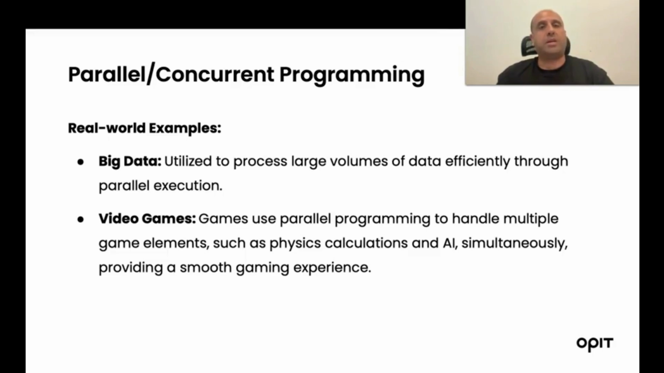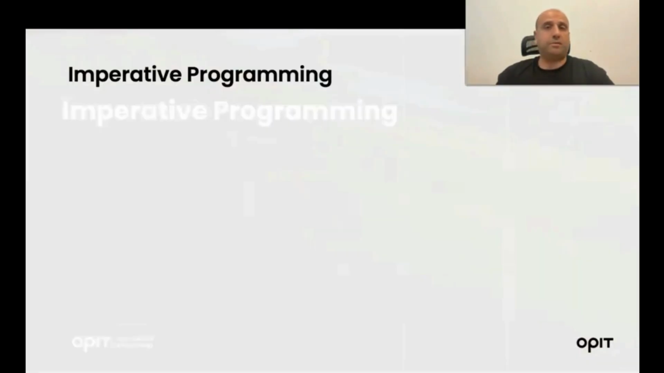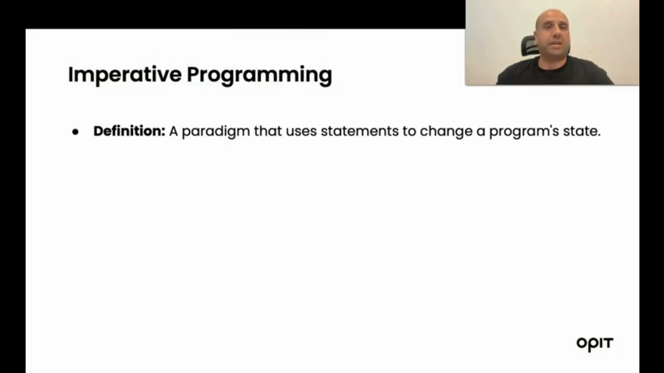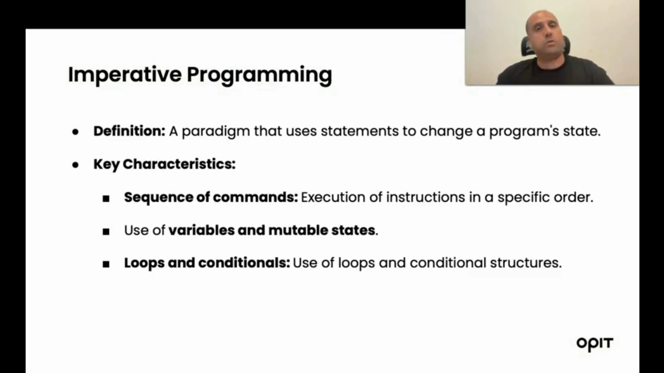The fourth is imperative programming. By definition, it's a paradigm that uses statements to change a program state. We have three key characteristics: the sequence of control, because of the execution of instructions in a specified order, the use of variables and mutable states, as well as loops and conditions, because the use of loops and conditional structures is one of its key characteristics.